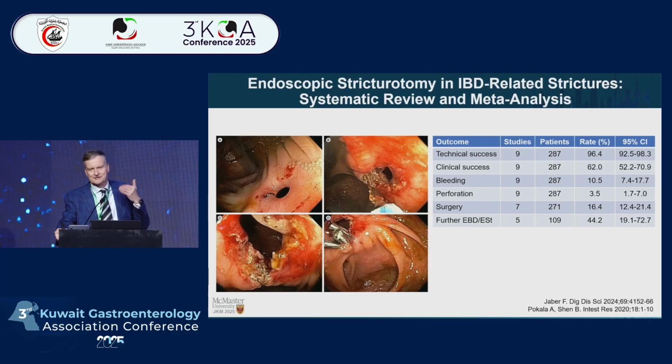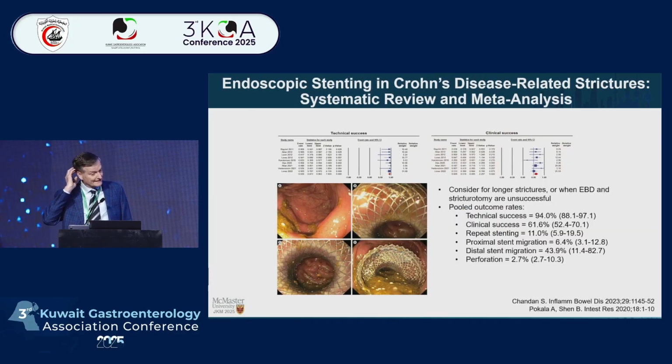There may be a role in distal rectal strictures, for example, where there's concern for sphincter damage, and patients don't tend to tolerate those dilation procedures very well. So it really would be important for a small subset of our patients. What about stenting? Here is a summary from some of the observational data, with high technical success rates.